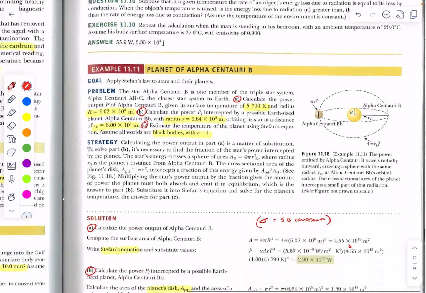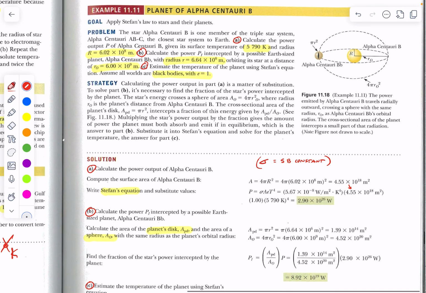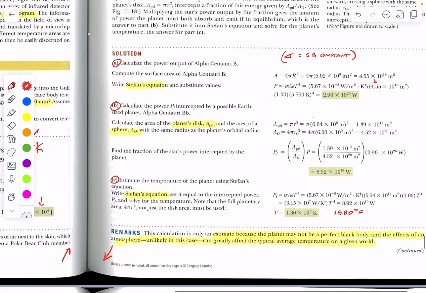And coming over here, we can also try to find the power output of Alpha Centauri. This is in a star cluster that is one of the nearest star clusters to planet Earth. And we can also calculate what power is intercepted by another planet that might be in the way, let's say Alpha Centauri b with a certain radius.